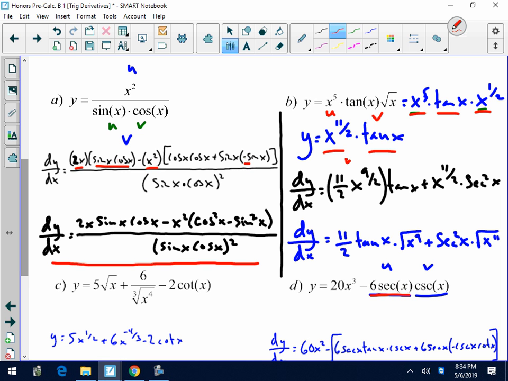So that's our u prime as 11 halves times x to the 9 halves, and our v as tan x, and then plus our x to the 11 halves times the derivative of tan x, secant squared x, and that's our u v prime.